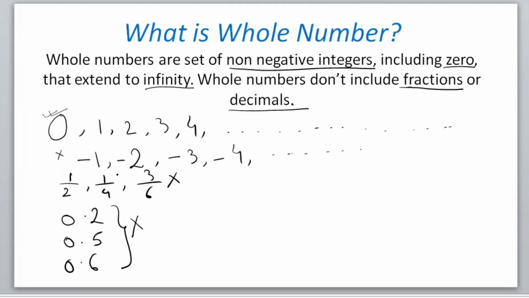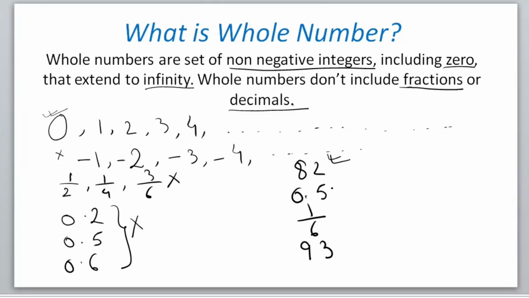Okay, let's take one question. The question has 82, 0.5, 1 by 6, 93, and it says find out the whole numbers. So what are the whole numbers? Is 82 a whole number? Yes, 82 is a whole number because it is a positive number. So it is considered a whole number.